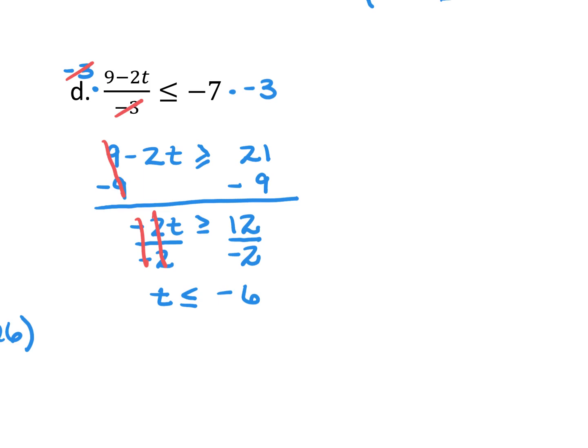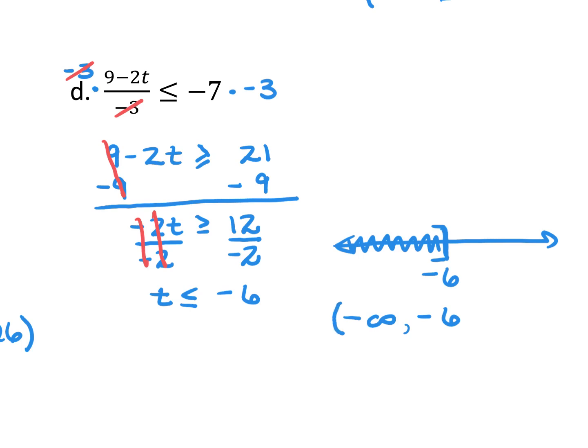All right, if we go ahead and graph this, I have negative 6. We want the numbers that are less than or equal to negative 6, so this is going to be going to the left. And because negative 6 is included, we want a square bracket. For our interval notation, this goes forever to the left, so we have negative infinity. It goes up to negative 6 on the right. Negative infinity will be a parenthesis, and negative 6 will be a square bracket.